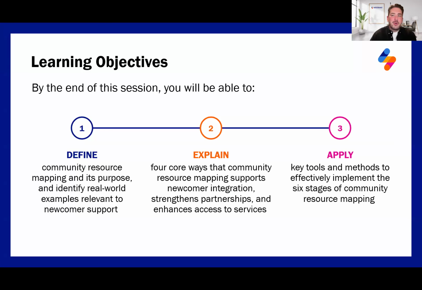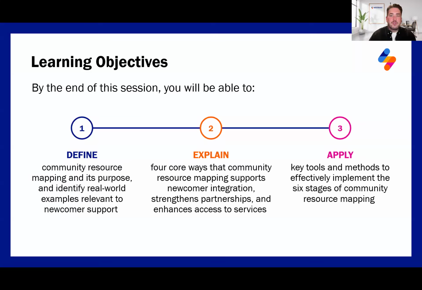So here is where we are going today. By the end of this webinar, our hope is that you will be able to, number one, define community resource mapping and its purposes with real-world examples that matter for newcomer support. Number two, explain 4 core ways resource mapping strengthens integration, partnerships, and access to services. And number 3, apply key tools and methods to effectively implement the 6 stages of resource mapping that we will go over today. We'll be moving through these objectives step by step, and I'll share case examples along the way to make it a little bit more concrete for us all.